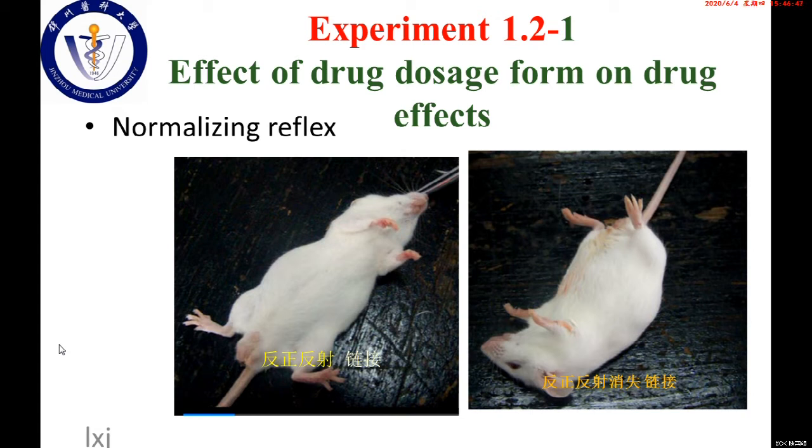Mouse is a kind of animal with 4 limbs. So in normal conditions, their normal posture is standing on the ground with their 4 limbs downward. When you control them in this position, let their 4 limbs be upward. Once you let go of your hand, these mice are released from your control. They will recover their normal body posture. Now look, this is the normalizing reflex.